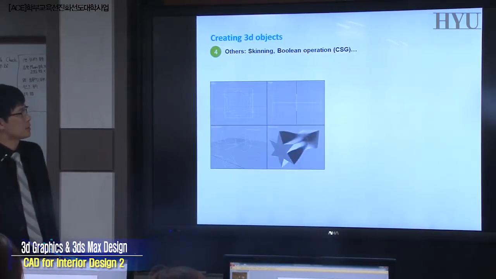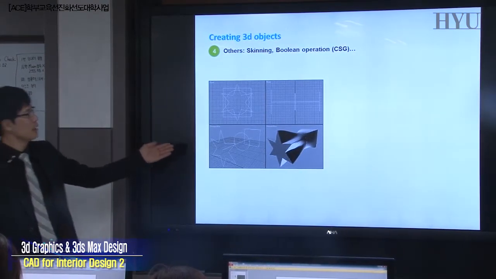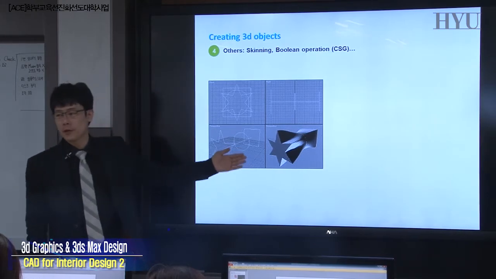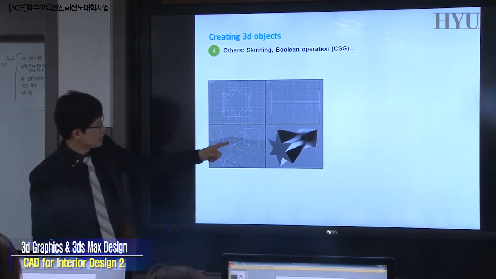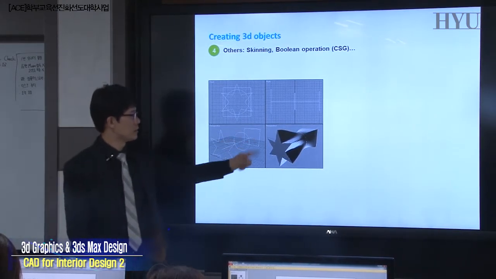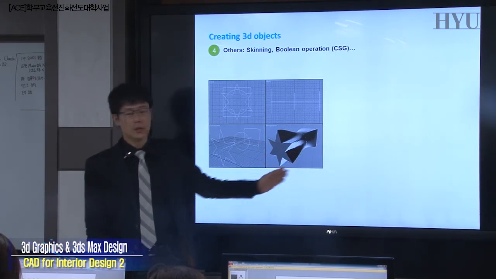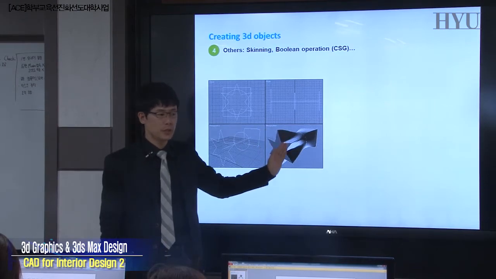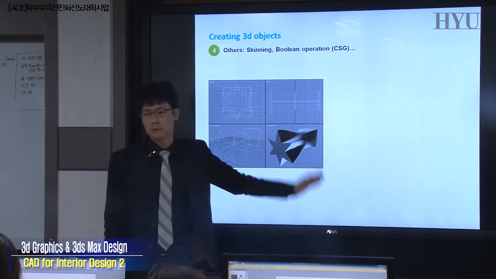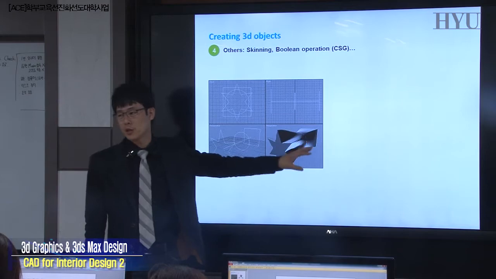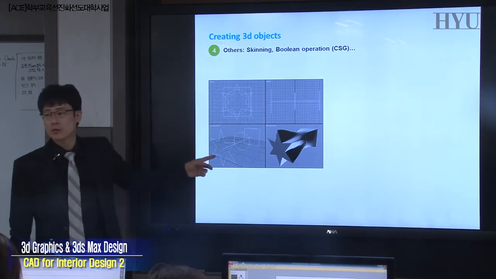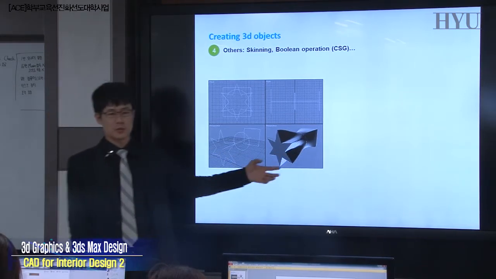What others? The next one is skinning, a kind of morphing. Star, circle, rectangle. A kind of morphing object will generate this kind of 3D. 2 or even 3, even more section profiles will generate this kind of 3D shape. Similar to extrude, but with a different shape extruded.